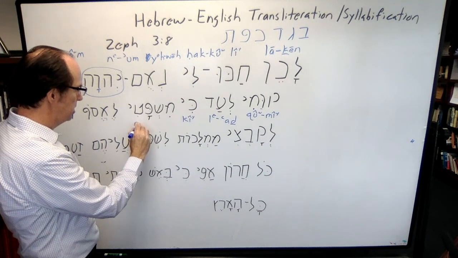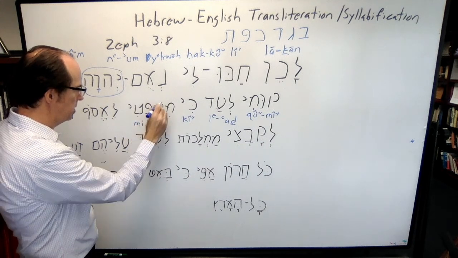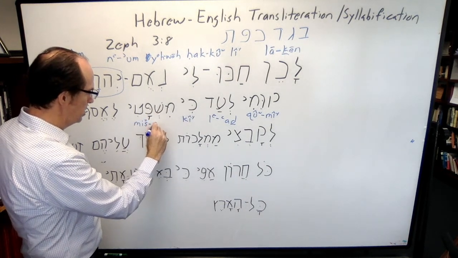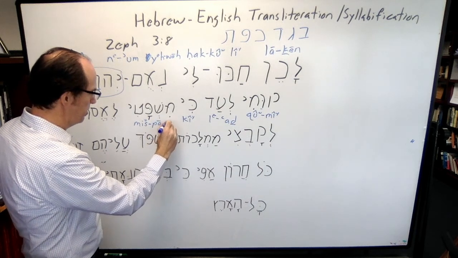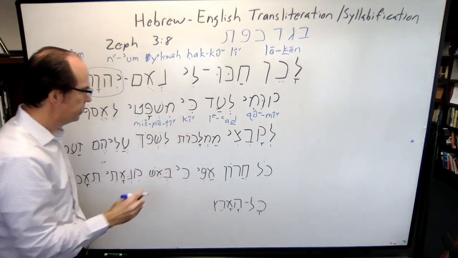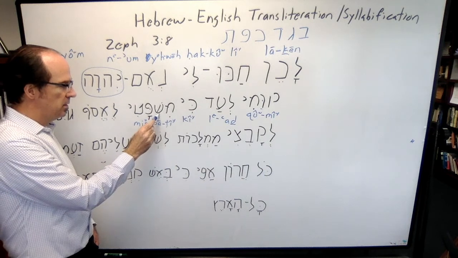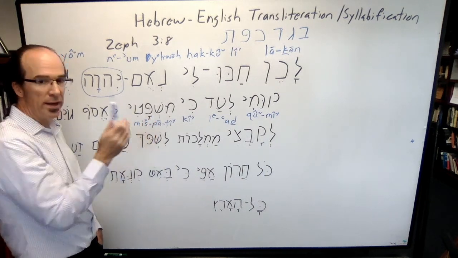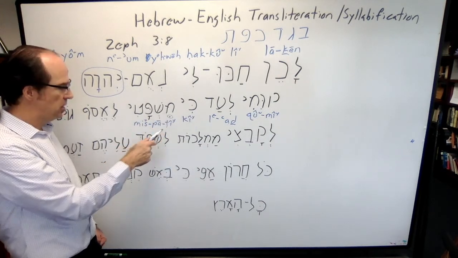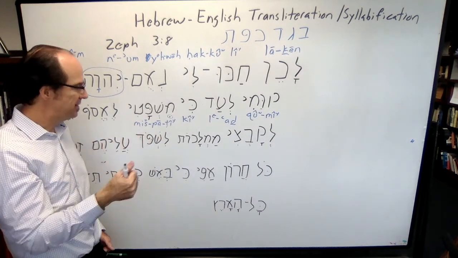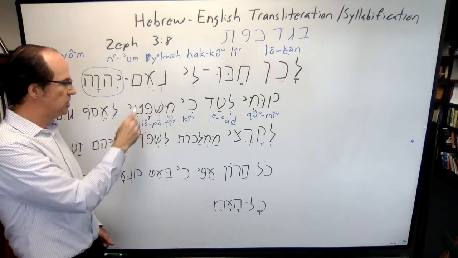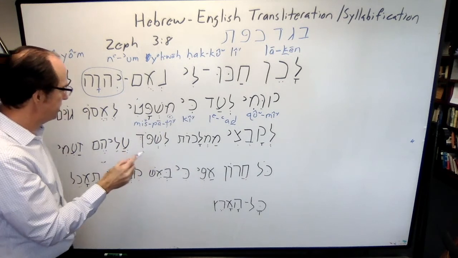Mishpati, and this is a silent shewa, so it's not transliterated. How do I know it's a silent shewa? Because we have a shortened i vowel, and the plain vanilla vowels, patach, hireq, segol, only happen in unaccented closed syllables, accents here. So mishpati.